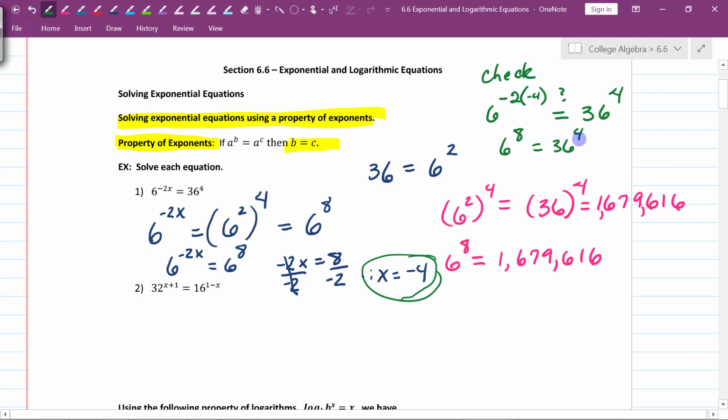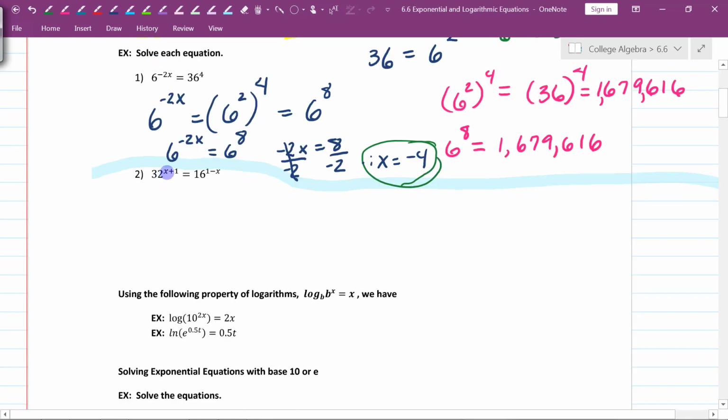We already proved that it did, because right here I said 36 to the 4th is equal to 1,679,616. And I proved right here that 6 to the 8th is 1,679,616. So yes, I know that those two are equal. So x equals -4 is the correct solution for this problem. Let's look at number 2.